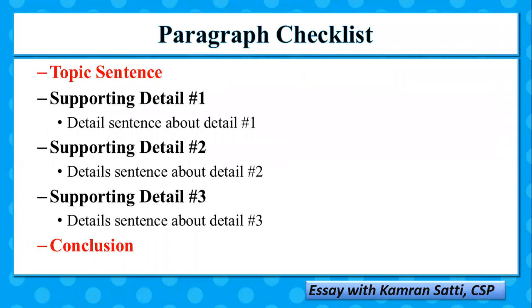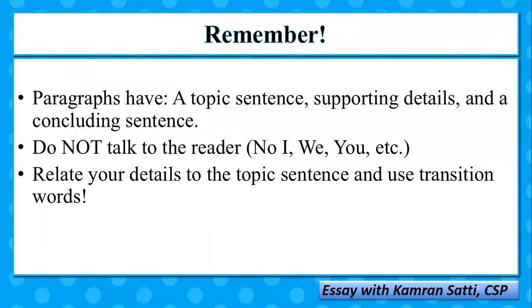So paragraph checklist. First of all, you write the topic sentence, which includes the topic and a controlling idea. These are the two musts. Then you write supporting details, 1, 2, 3, there can be more. And lastly, there is a concluding sentence. Okay, this is a paragraph checklist. You have to make sure that these are the essential ingredients of a well-developed paragraph.